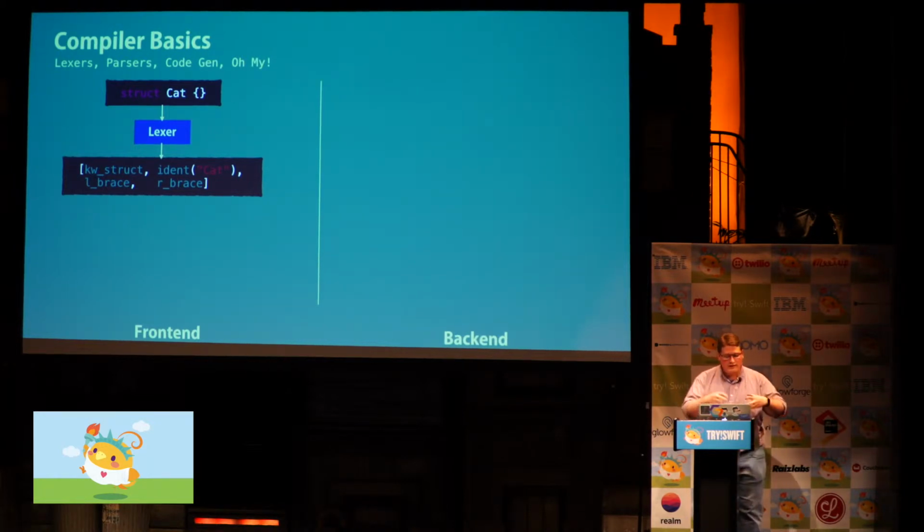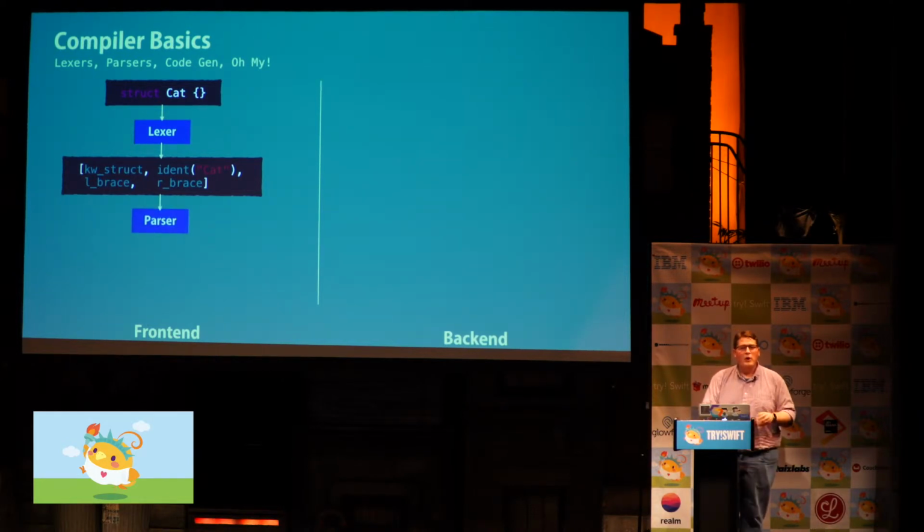So then once we've broken down the code, we put it back together by passing it to the parser. The parser's job is to take that lexed set of tokens and turn it into a structured representation of the program. In this case, we're just going to have one node. We're going to call it cat.